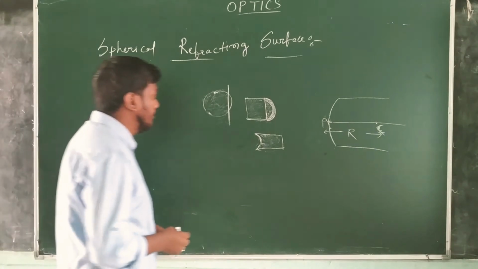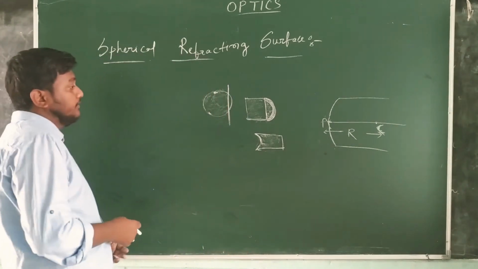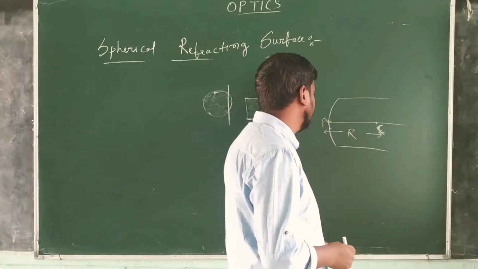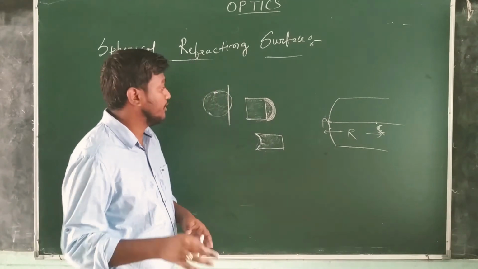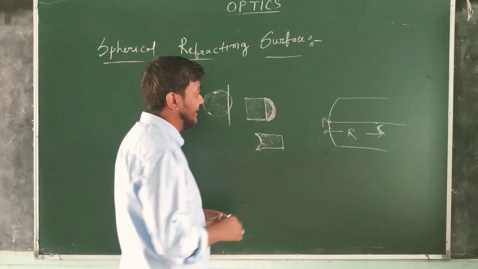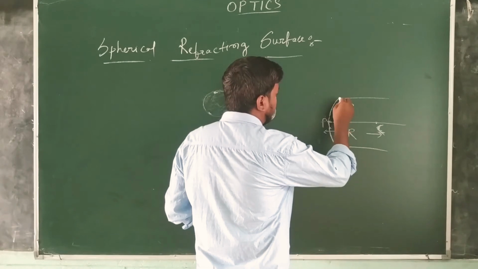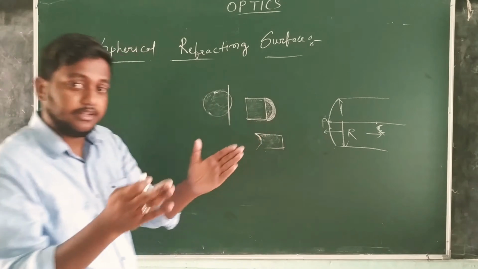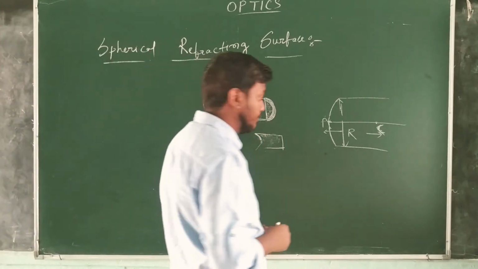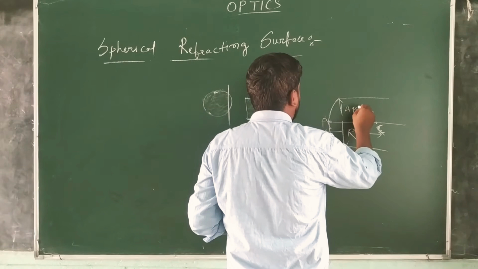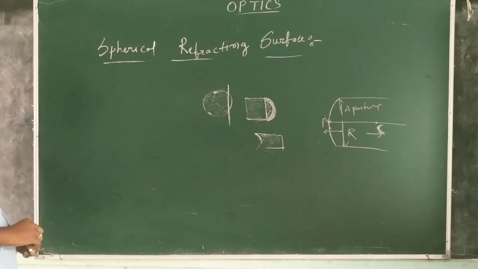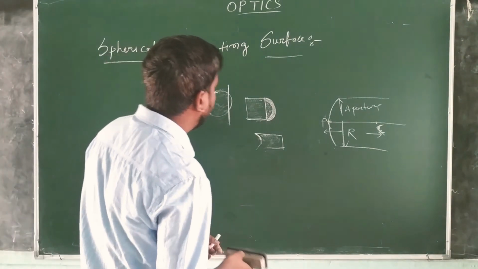These are the different terms related to the spherical surface. One more term is there, the aperture: the length of this spherical refracting surface. How much length? That length is called aperture. So these are the different terms related to the spherical refracting surface.